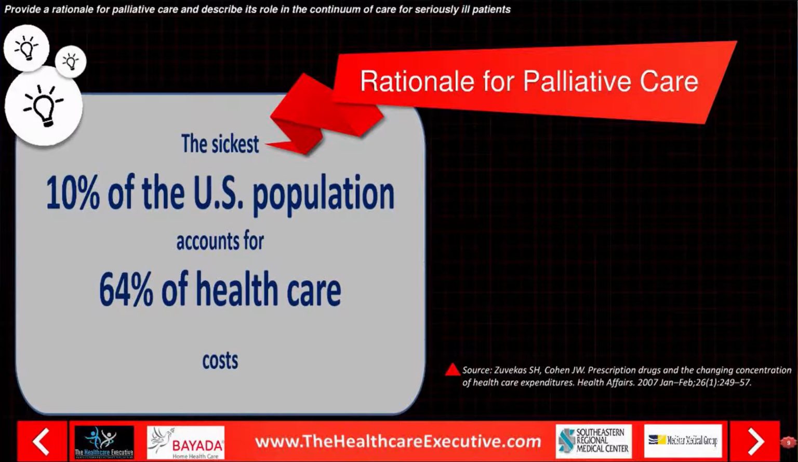If we consider the fact that the sickest 10% of the U.S. population accounts for 64% of healthcare costs, most people facing serious illness will end up in the hospital at some point. Multiple reports have shown that patients with a serious illness and their families don't receive the quality of care that they deserve. Studies have demonstrated that these patients and their families receive poor quality medical care and report untreated symptoms and unmet psychosocial as well as personal care needs.